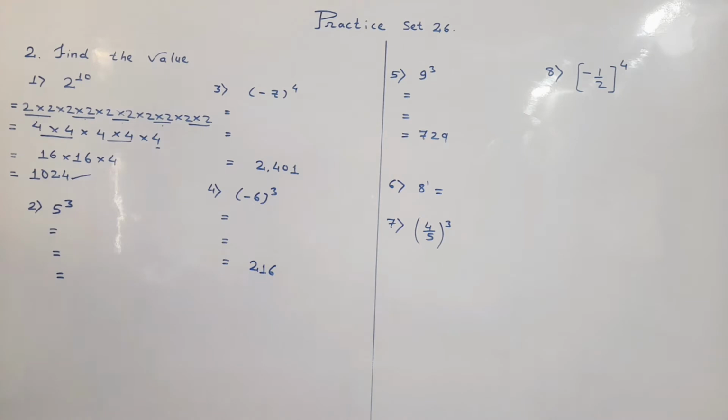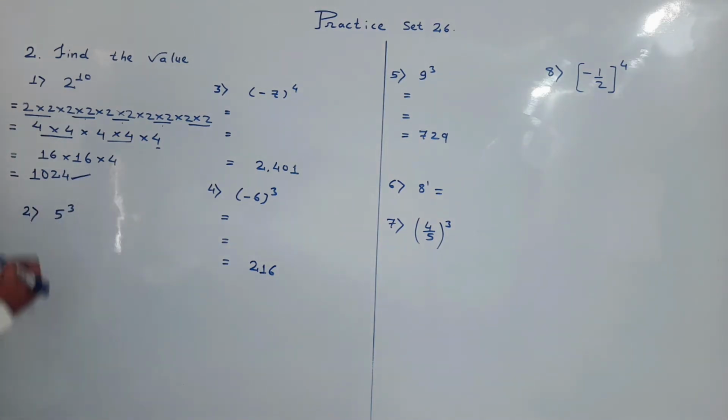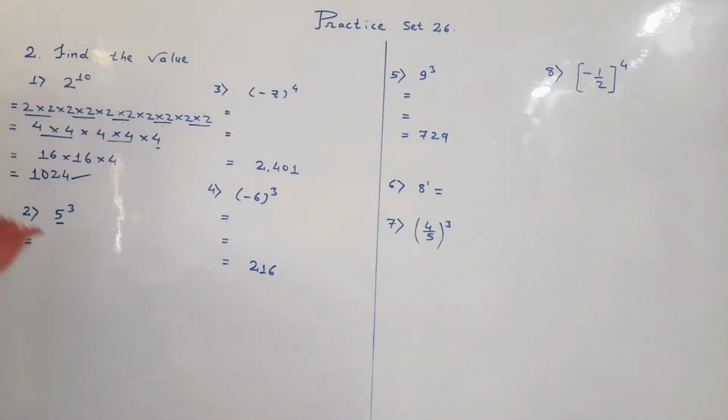The next problem which is given to us is 5 raised to 3. My dear student, here we have 5 as base, and therefore we have to multiply base again and again. So we will write 5 into 5 into 5. My dear student, here index is 3, so we have multiplied 5 3 times.